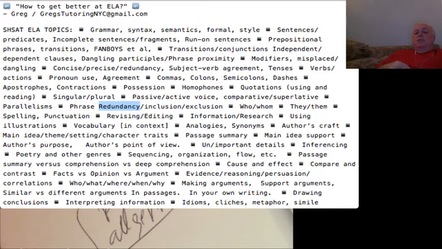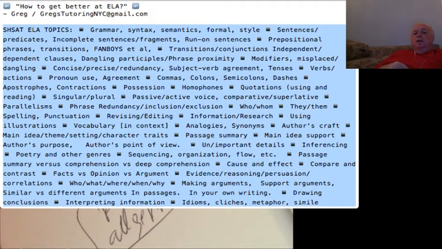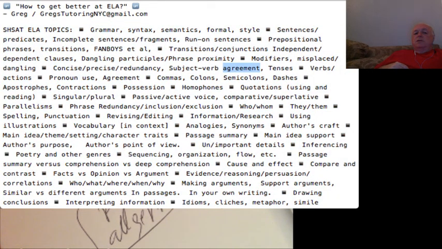And then the specific stuff like who versus whom, they versus them, when to use a pronoun properly, subject-verb agreement. Are we matching tenses right? Are we matching singular versus plural? Sorry about flashing the screen here. Spelling sometimes might come up. Punctuation will definitely come up.